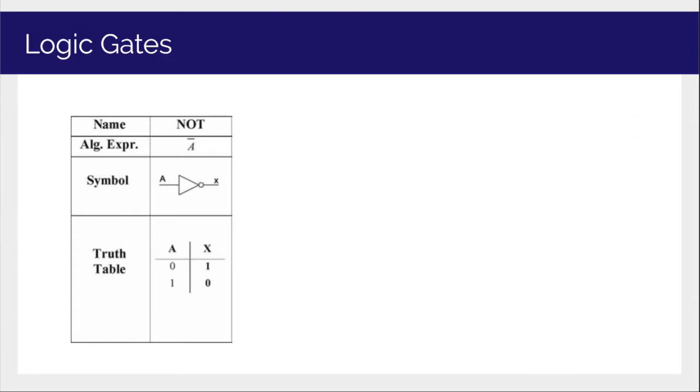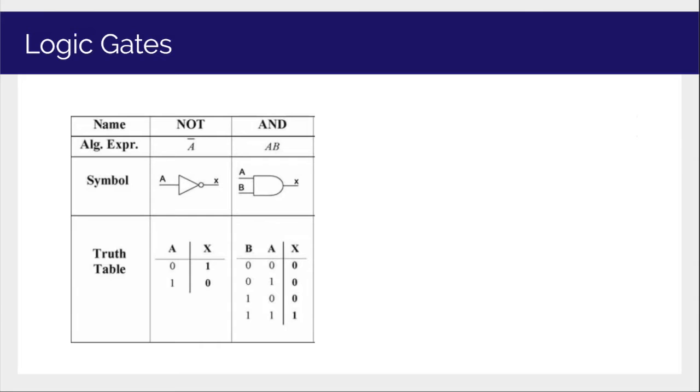So next, we're going to be going over the AND gate. The AND gate is represented by A B right next to it, kind of like A times B in algebra, with A and B each being one of the inputs.